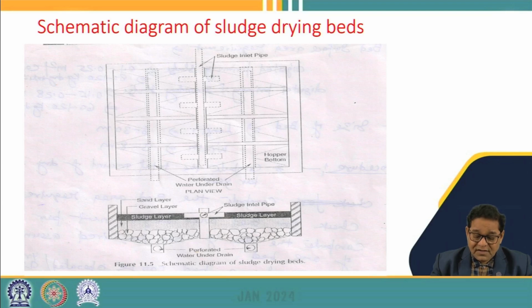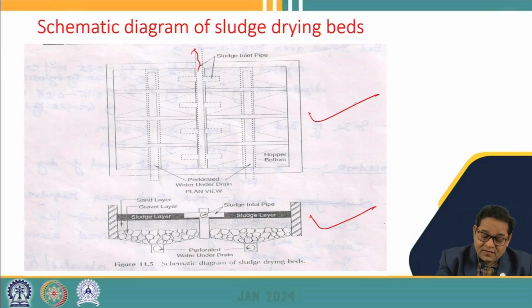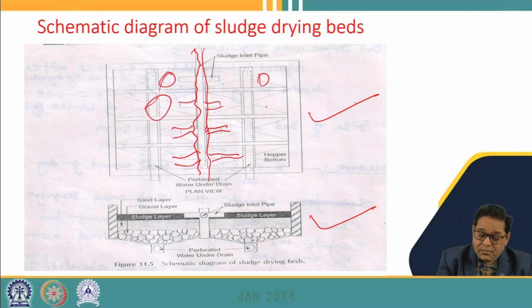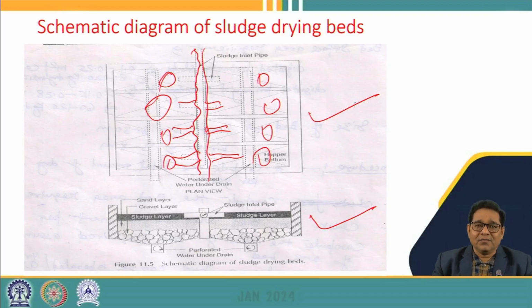So this basically shows the plan, and this is the cross sectional view of the sludge drying bed. Here this is the longitudinal pipe, and these are the transverse pipes through which the sludge enters and gets spread over these rectangular plots here and there. On both sides we can see a number of beds of a particular size. And here in the cross section, we can see the sludge inlet pipes, these are the transverse pipes, and this is basically the sludge layer.